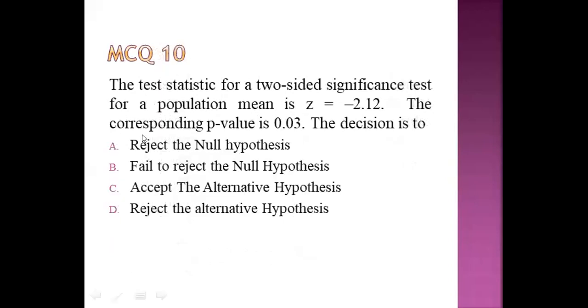MCQ number 10. The test statistic for a two-sided significance test for a population is Z equal to minus 2.12. The corresponding p-value is 0.03. The decision is to: reject the null hypothesis, fail to reject, accept the alternative hypothesis, or reject the alternative hypothesis. B. The p-value is 0.03. This means that it is less than 0.05 and it is statistically significant. Therefore, we reject the null hypothesis.